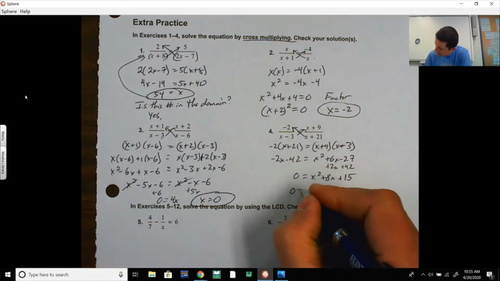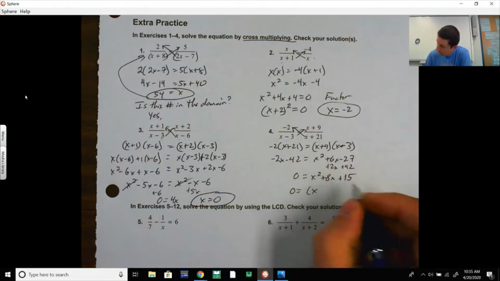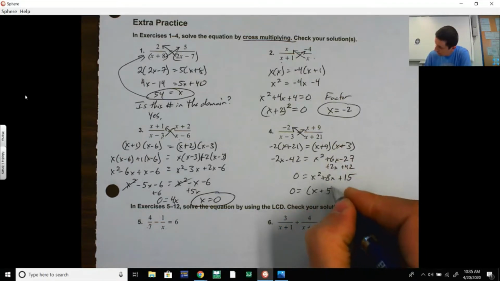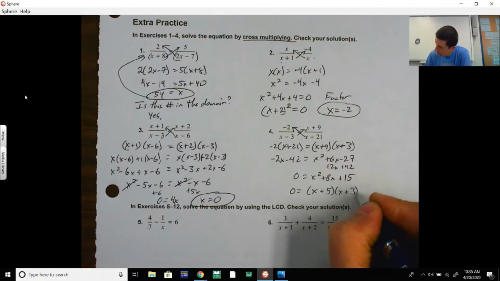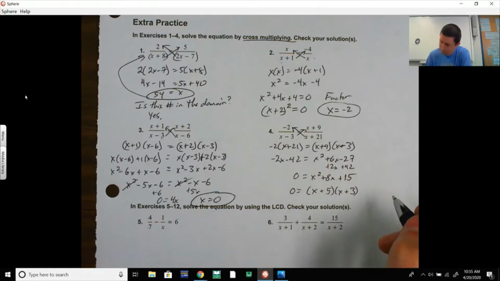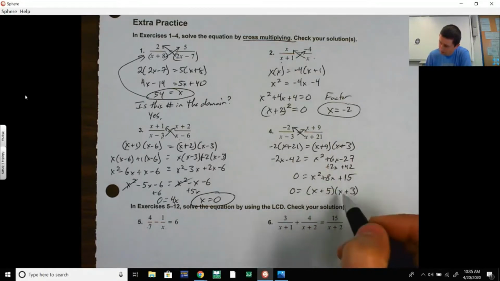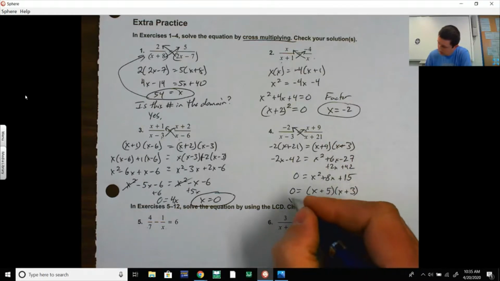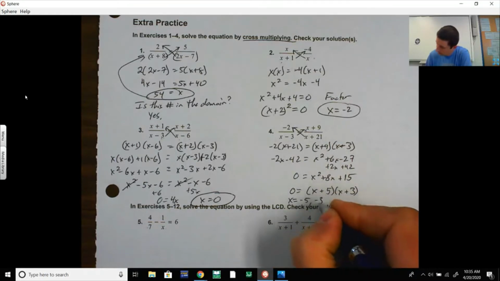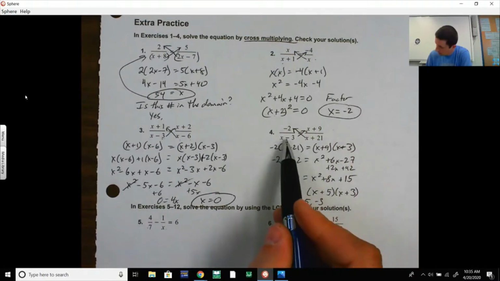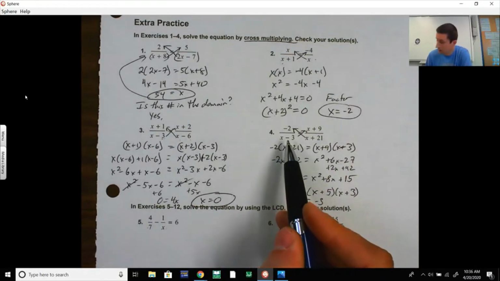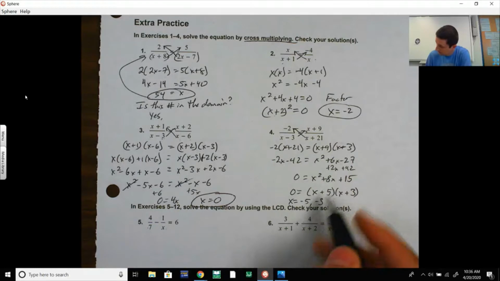So factor that, 0 equals x plus 5 times x plus 3. That look right? 3 times 5 is 15. 5 plus 3 is 8. So I get x equals -5 and -3. So let's check that up here. 3 would not work. We'd have to throw out a 3 and -21. So -5 and -3 should be okay.